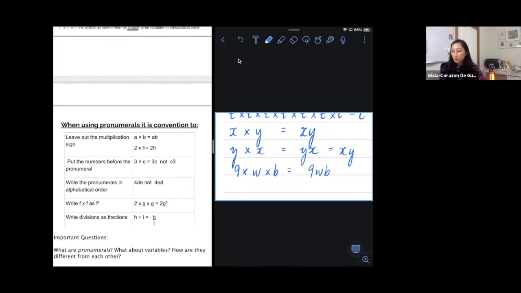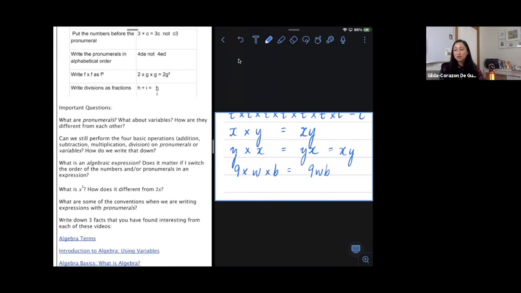When you have 4DE, write the pronumerals in alphabetical order, right? You can write 4ED, but we want to try to be the best mathematician we can. So we want them written in order, right? So it's 4DE. When you have 2 times g times g, the same thing, you have 2g squared, okay? And again, when you have your division, you don't write the division symbol, right, Rocky? You just write it as a fraction. You write h over i, okay?